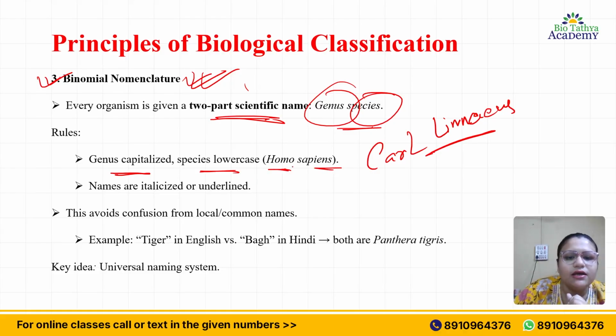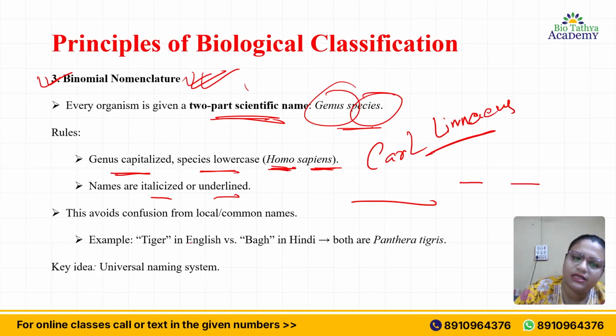So how do we write? We write the total in italics. We write it in italics and we underline them as separate words. Okay, we don't underline them together. We underline them as separate genus and species. So names are italicized and underlined. Okay, so this basically avoids the confusion of local common names.